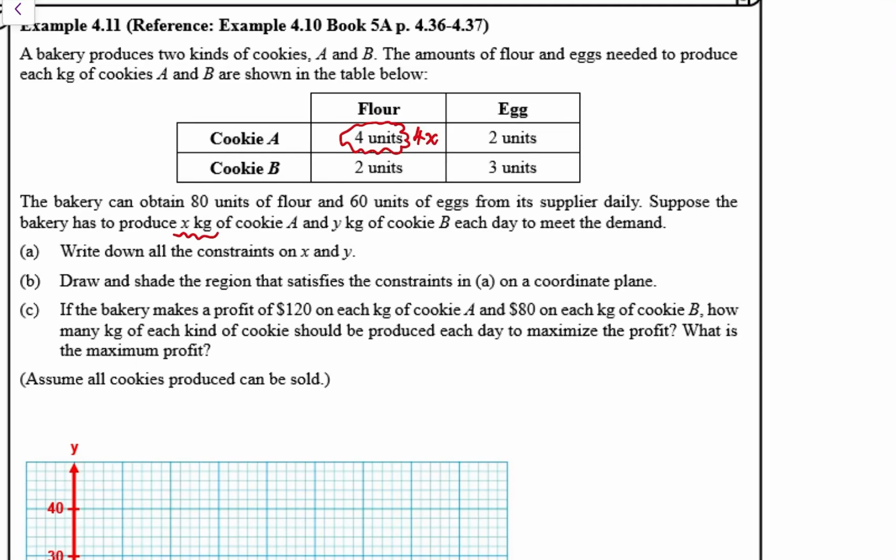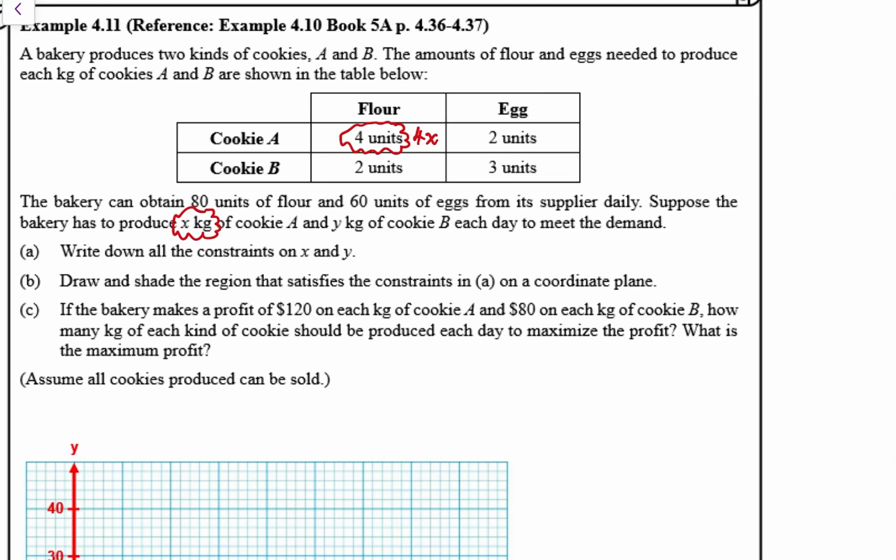Example 4.11. There are two kinds of cookies, A and B. So let's look at cookie A. I have x kilo of cookie A. For each kilo, I need 4 units of flour. So since there are x kilos, I have 4x units.